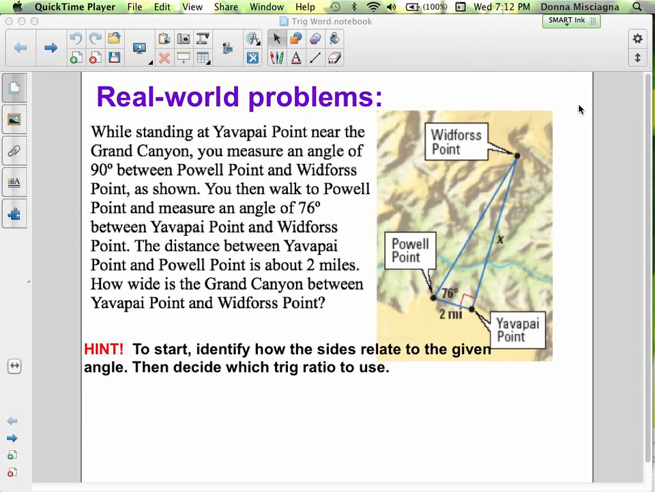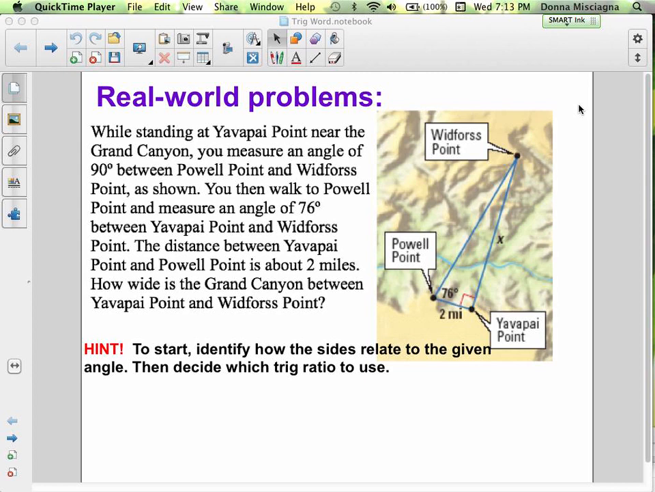While standing at Yavapai Point near the Grand Canyon, you measure an angle of 90 degrees between Powell Point and Woodforest Point. And you can see those on our diagram. You can see that 90-degree angle, and that could be measured using surveying equipment. You then walk to Powell Point and measure an angle of 76 degrees between Yavapai Point and Woodforest Point. The distance between Yavapai Point and Powell Point is 2 miles. How wide is the Grand Canyon between Yavapai Point and Woodforest Point?